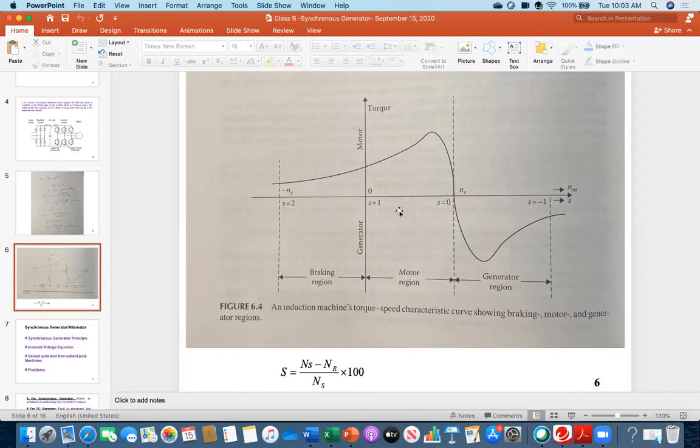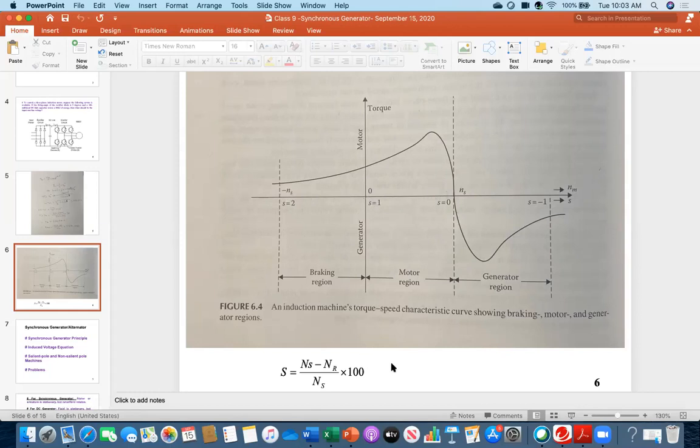You may be asked this question: draw the torque-speed characteristics of the induction motor. Then just draw this middle portion. If you are also asked to draw the induction generator torque-speed characteristic, then you also need to draw this portion. Now, as I said, this axis is slip or the rotor speed.